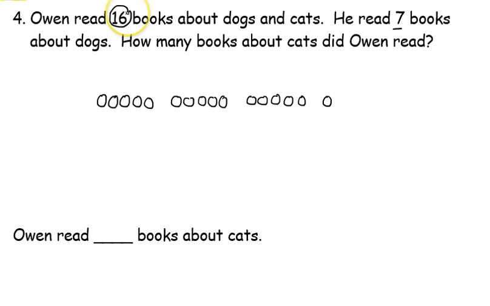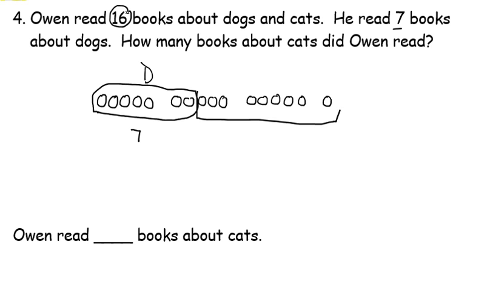Now let's circle the 7 books about dogs. So that would be 5 and 2 more. That's 7, and those are books about dogs. The rest of the books are about cats. So if I add those up, I have 1 and 5 is 6, and 3 more is 9. 7 plus 9 makes 16, and that tells us Owen read 9 books about cats. So you can see how drawing our picture in groups of 5 helps us figure out the answers to these types of word problems.